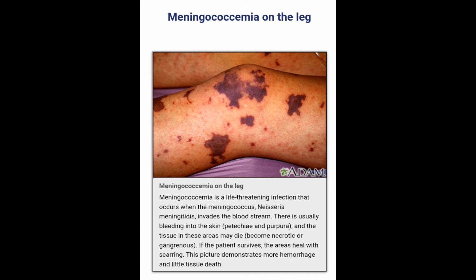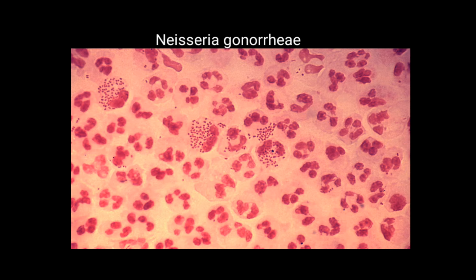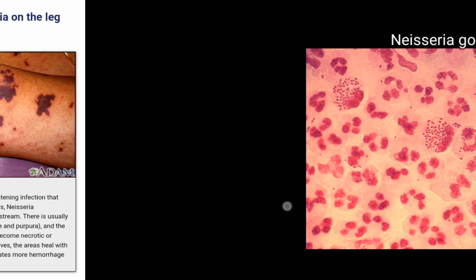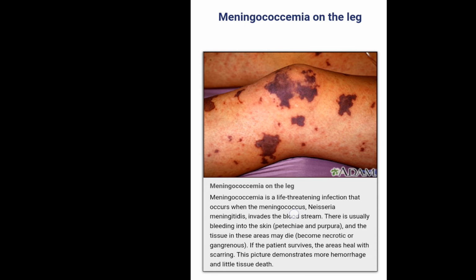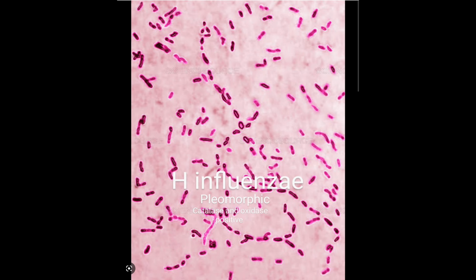In meningococcus, we will have classical meningococcemia, that is petechiae and purpura in the leg region. And it can cause Waterhouse-Friderichsen syndrome, that is acute adrenal insufficiency due to hemorrhage. In gonorrhea, we have only glucose fermentation positive, while in meningococcus, M for meningococcus, maltose fermentation along with glucose will be there. Then we have H. influenzae.